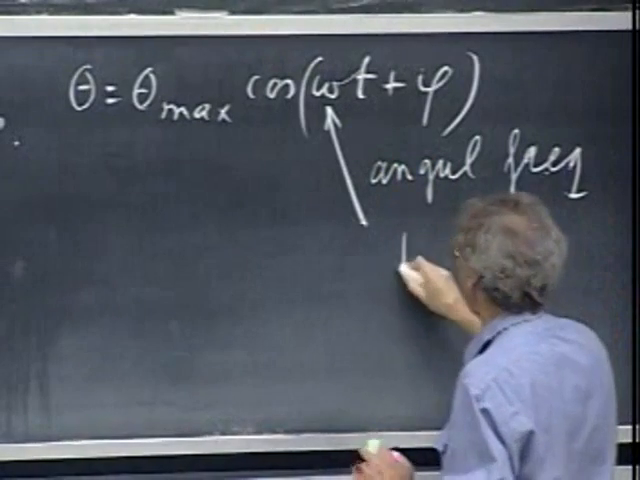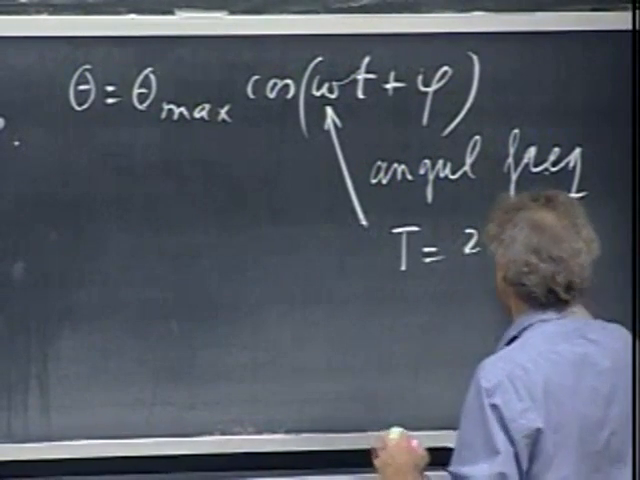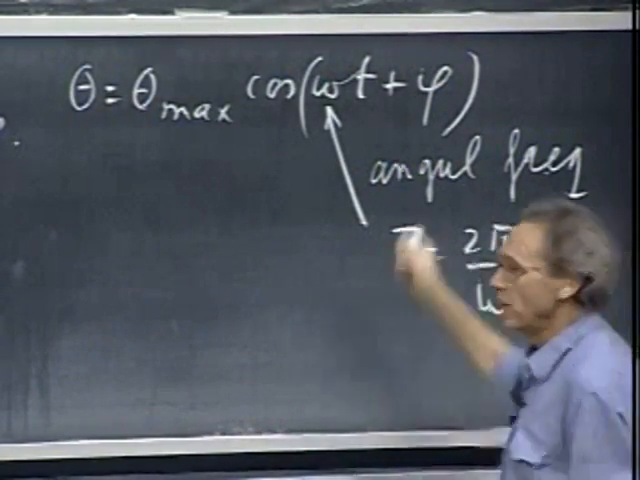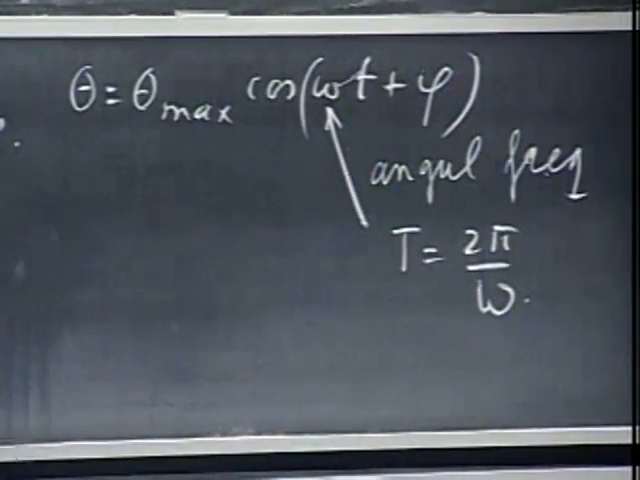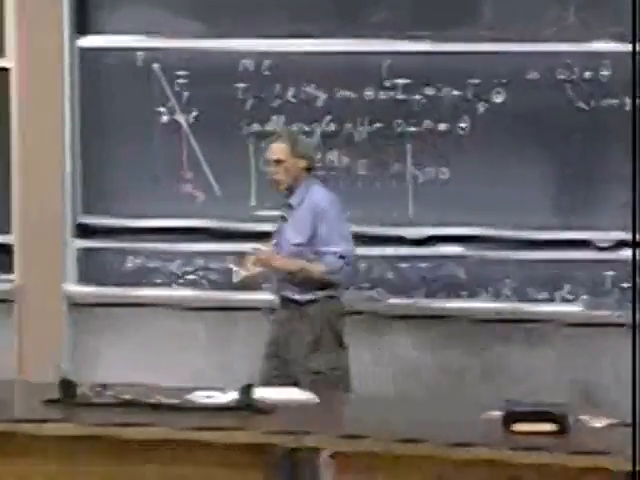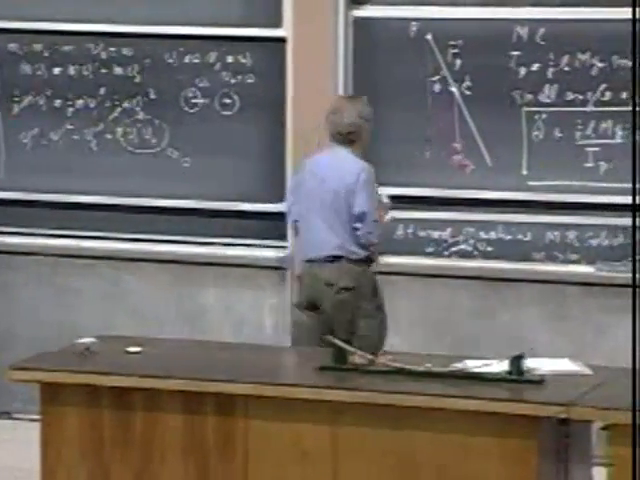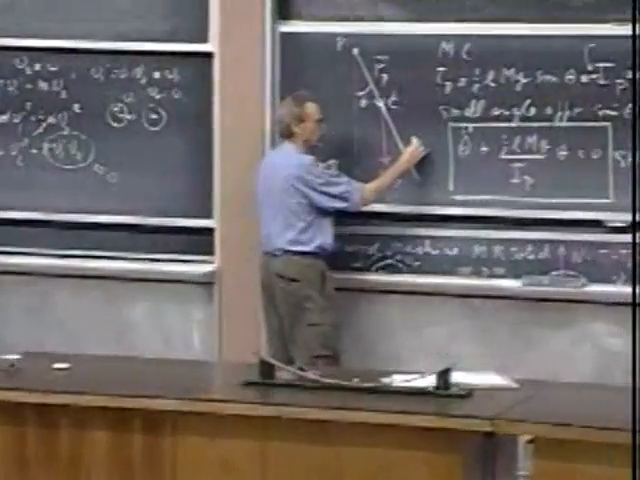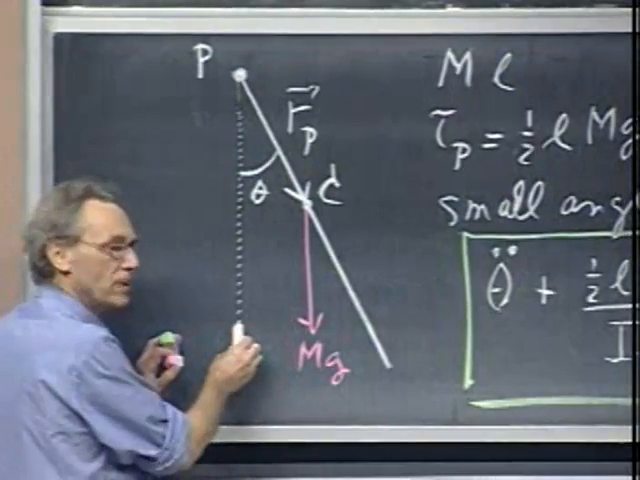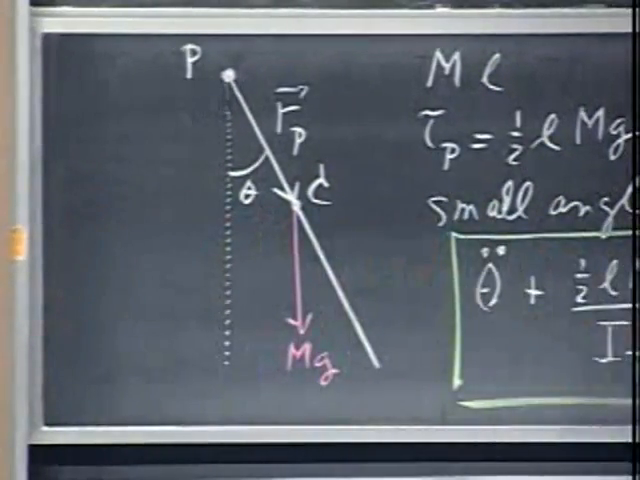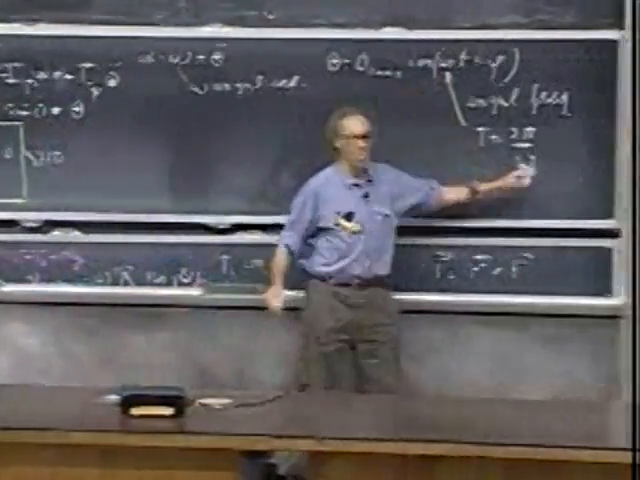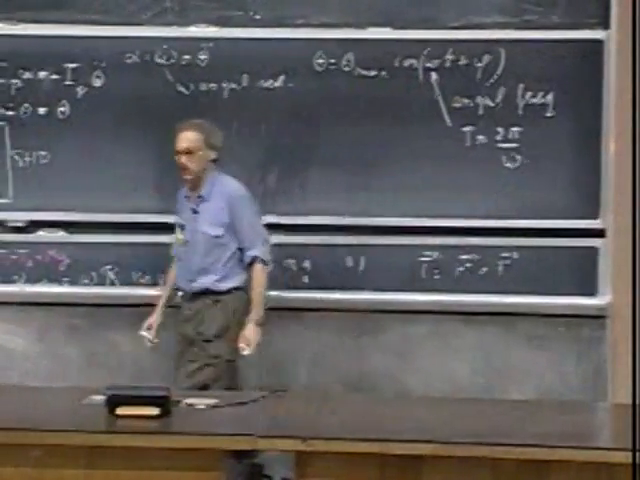This is related to the period T of the oscillation, which is 2π divided by ω. This is a constant. This ω is not a constant. It is unfortunate in physics that we use the same symbol. The angular velocity is 0 when the object stands still, and is a maximum when the object is here. That ω is always the same. It's related to how long it takes to make one oscillation.